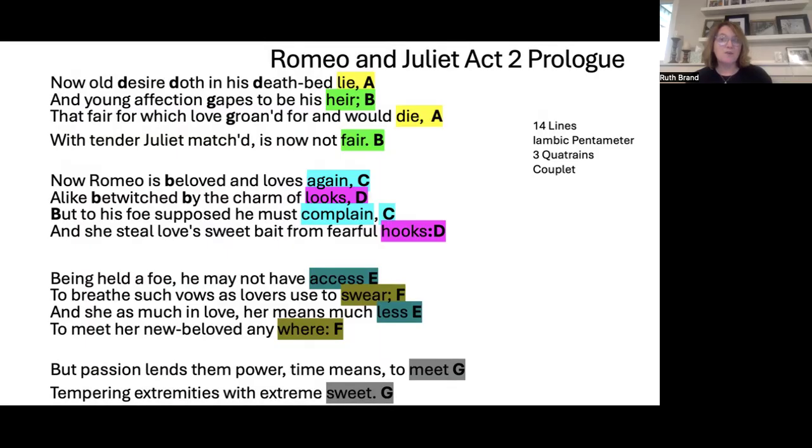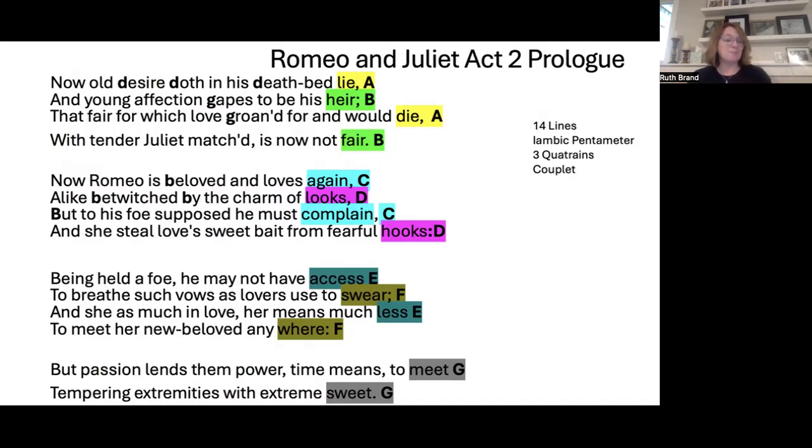The hook is, what do I do about my family? What do I do about all the Capulets who are going to get angry with me that I'm in love with a Montague? And then in this third stanza, being held a foe, he may not have access to breathe such vows as lovers use to swear. And she, as much in love, her means much less to meet her new beloved anywhere. So she has less ability to do anything about this love than he does, which is really interesting. Because as we watch this play out, she does call some shots here.